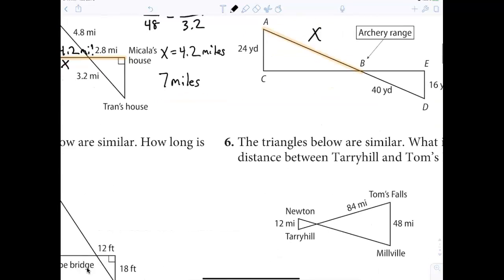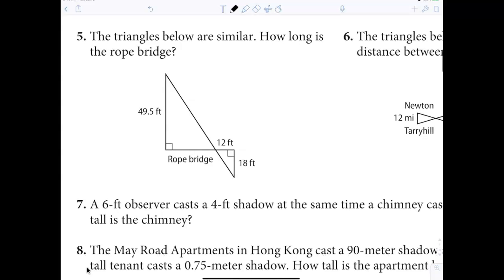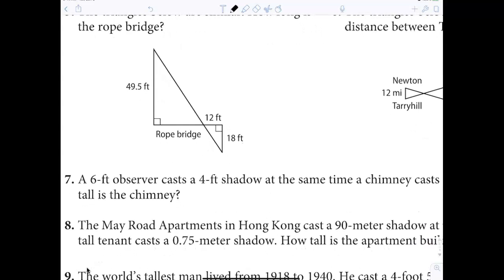All right, take a look at number 5, William. Set the proportion up for me. So you can do 12 over 18 is equal to X over 495. Good. Yes, you're awesome, buddy.